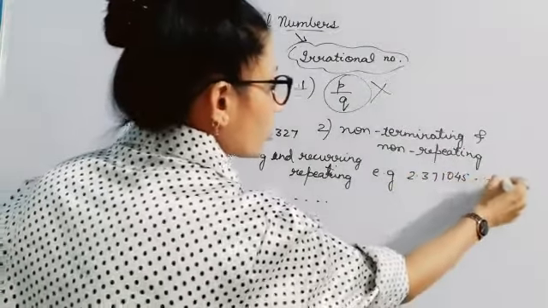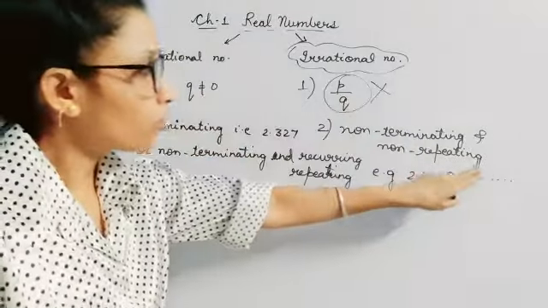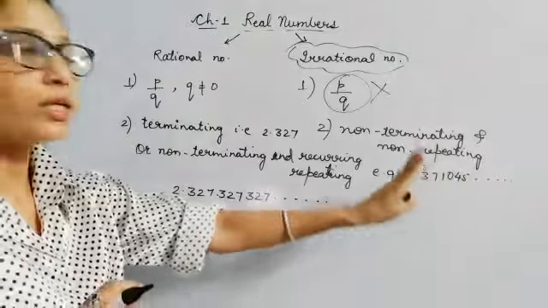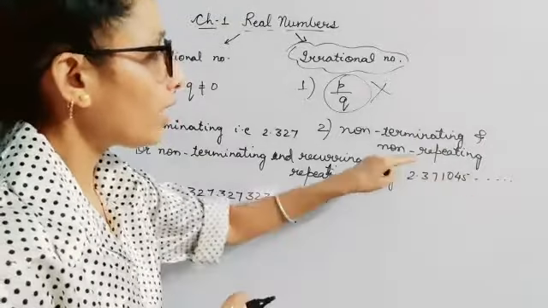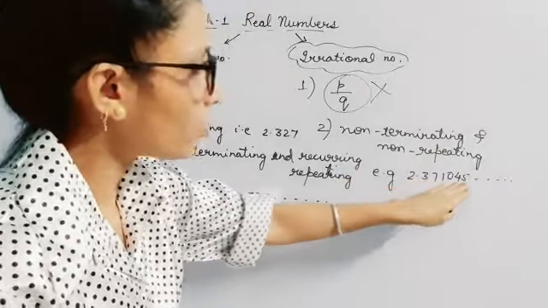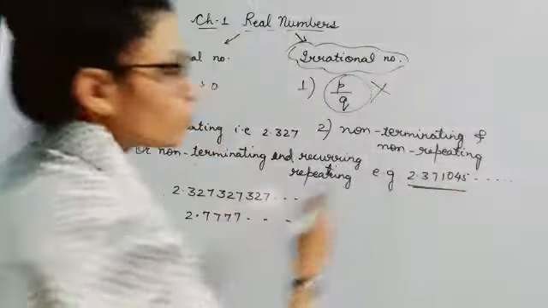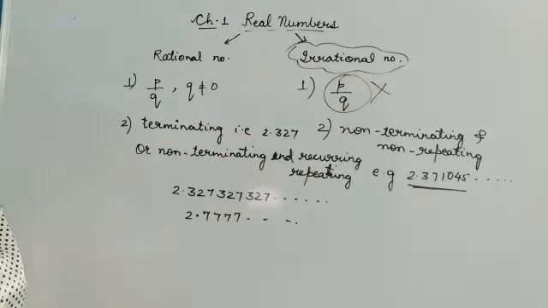For example, if I take 2.371045 and it is going on and on. So it is non-terminating, that means it is moving on and on, it is not stopping, it is not ending anywhere, and the numbers after the decimal are also not repeating. That's why this number is said to be an irrational number.